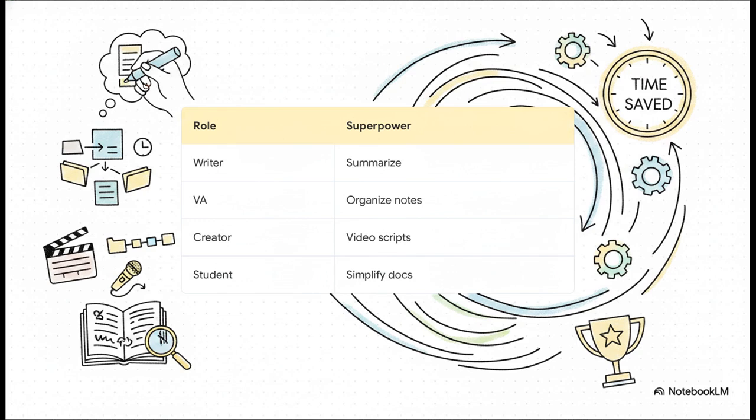YouTube creators, you can dump in 10 completely different articles and transform those disconnected sources into one cohesive, well-structured video script. And for students or researchers, it just makes those intimidating documents so much more approachable. The biggest advantage across the board here is that it functions as a second brain. It saves you an incredible amount of time while keeping all your thoughts perfectly organized.